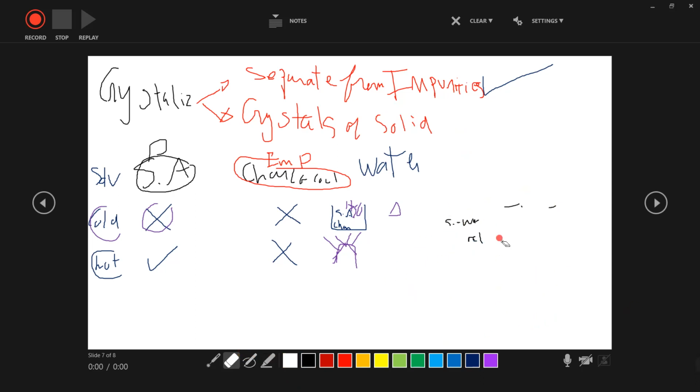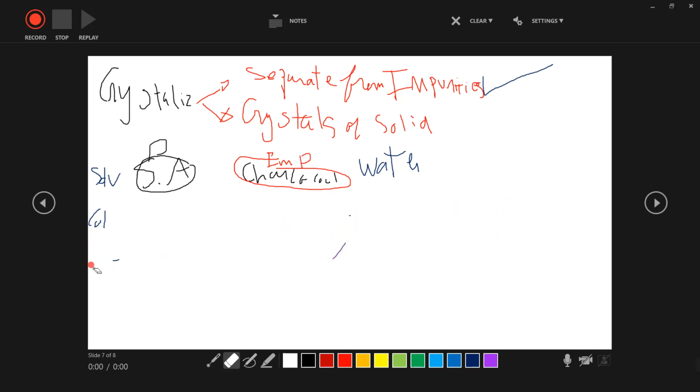Again, in order to separate my compound from the solvent water, I should only cool it. If I cool it, my compound will be separated from water and will be precipitated, because it is not soluble in water in cold condition. It is only soluble in hot condition. But this is not the only thing I want. I want my compound to be precipitated from water, but in the form of crystals. How can I do this?